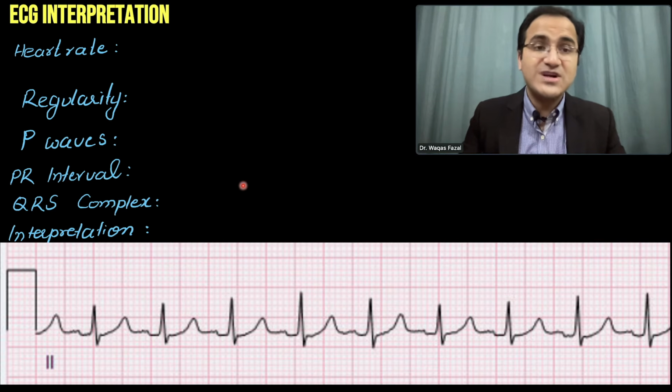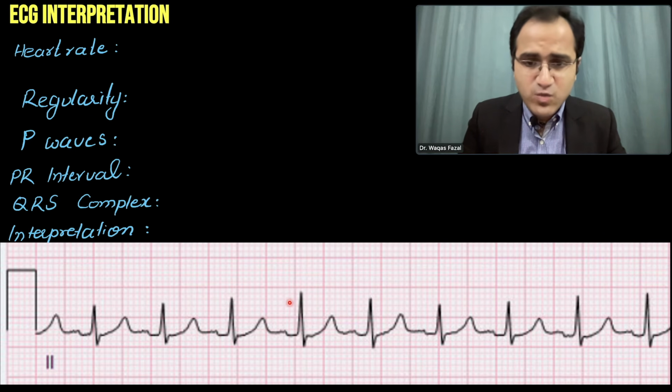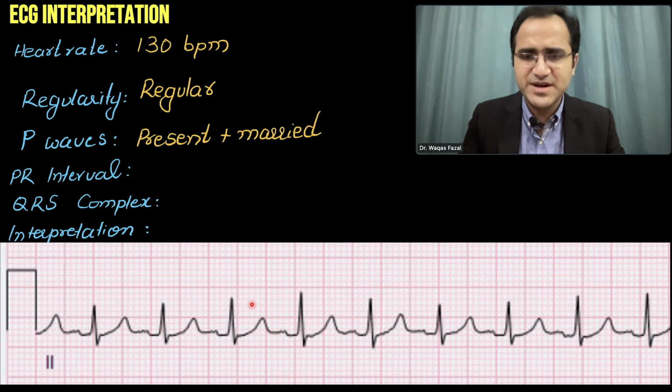Now pause this video and solve this ECG yourself. Coming to the answers, we are calculating the heart rate. We have 1, 2 large boxes, 300, 150, and slightly more than that. So it is 130 to 140 beats per minute.